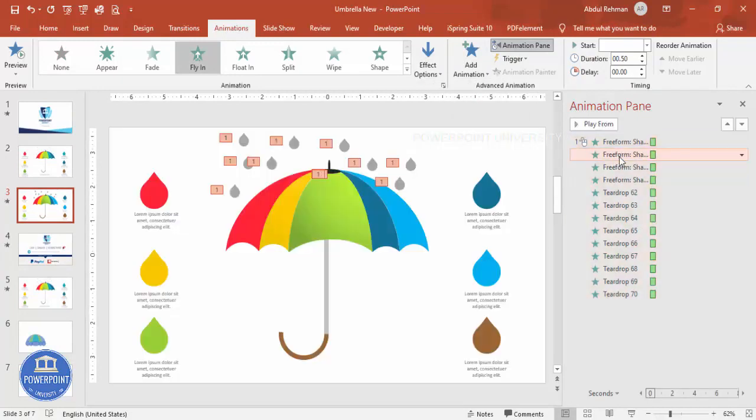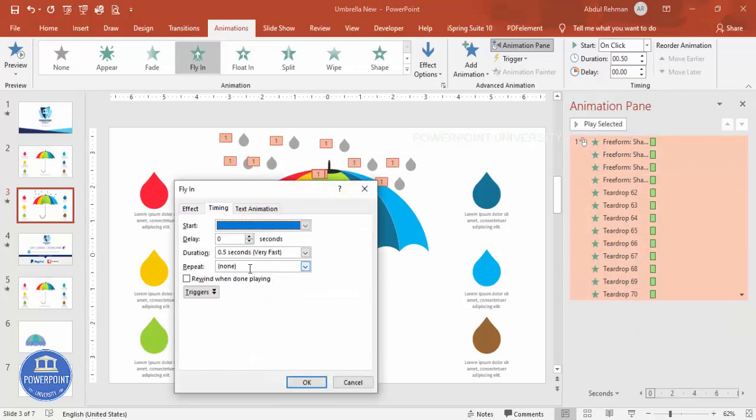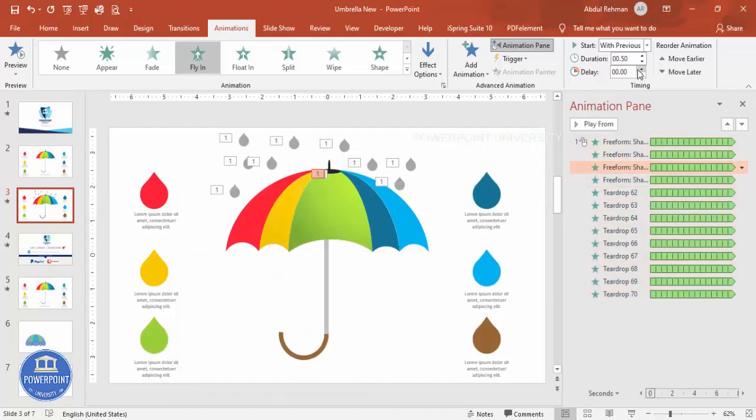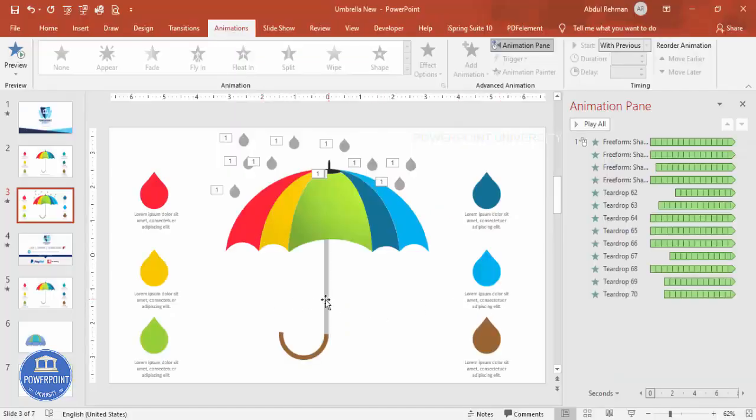All right, then here you can select all, right mouse click, effect options, and then go to the timings, repeat until end of the slide. All right, click OK, and here you can delay some teardrops. You can see here I'm just randomly selecting and then I'm delaying that one. Why I'm doing that one is the drops will not come all at once, it has some different timings. Now if I click here, it comes like this. All right, so this is how you can make this umbrella slide.